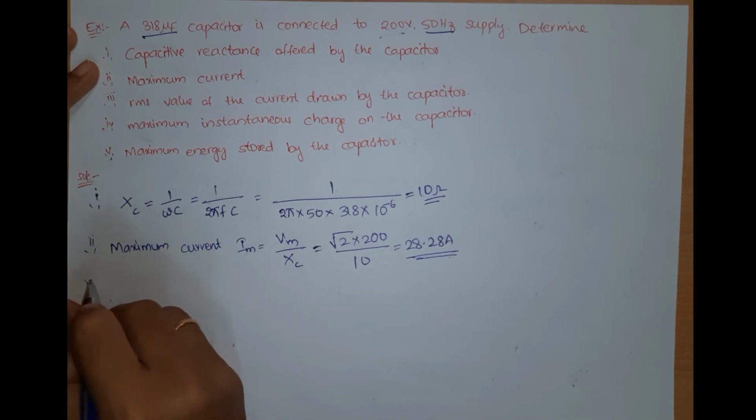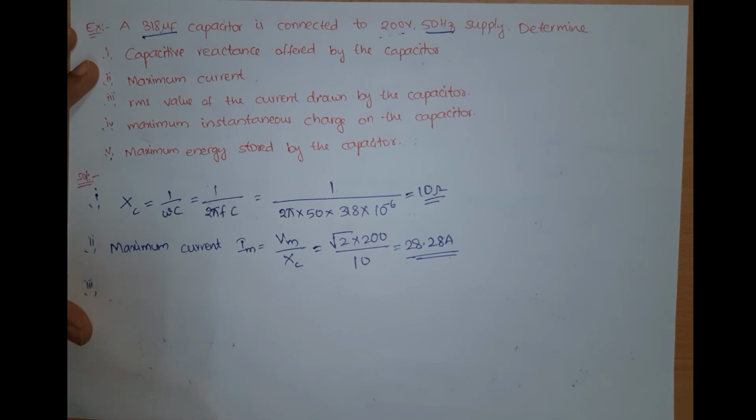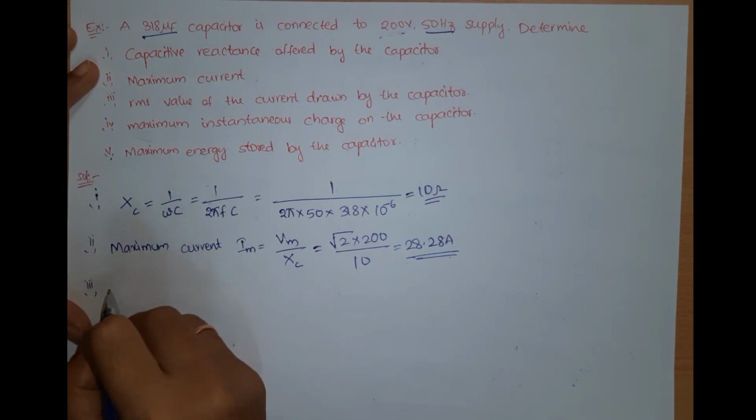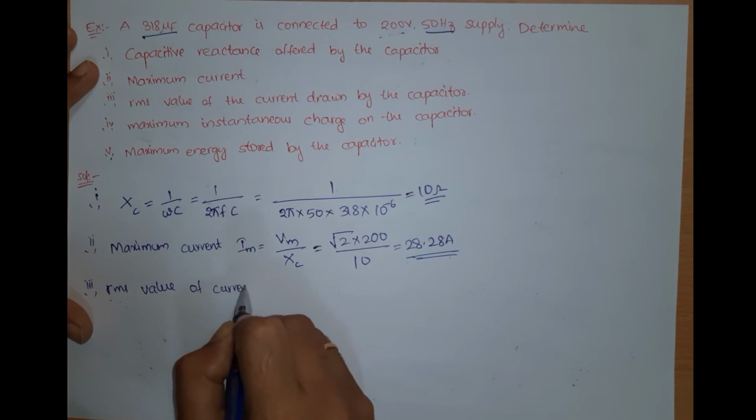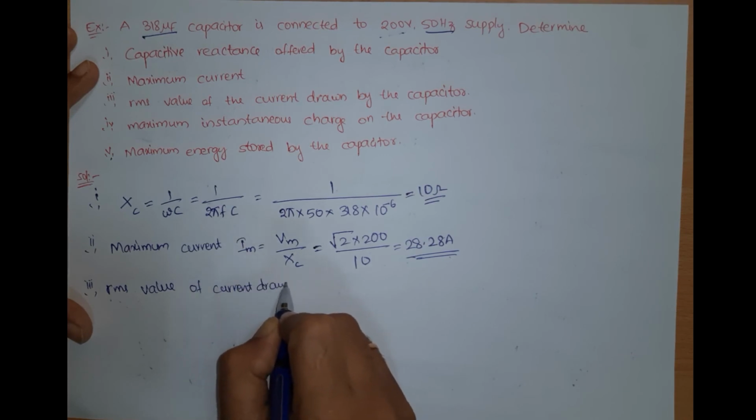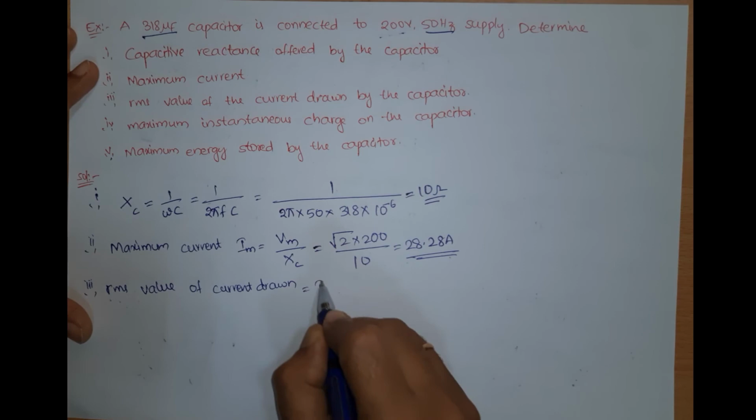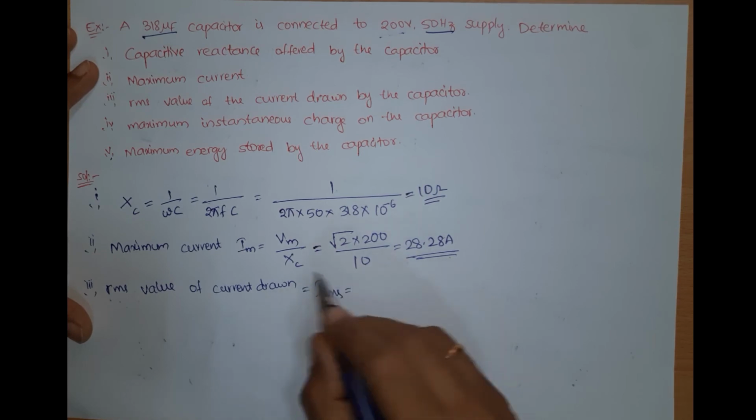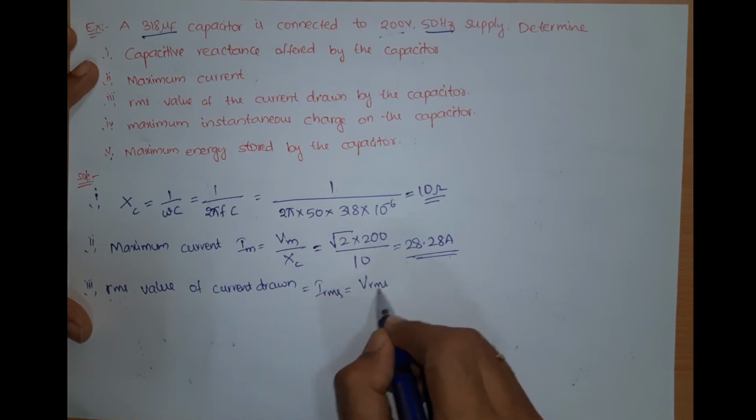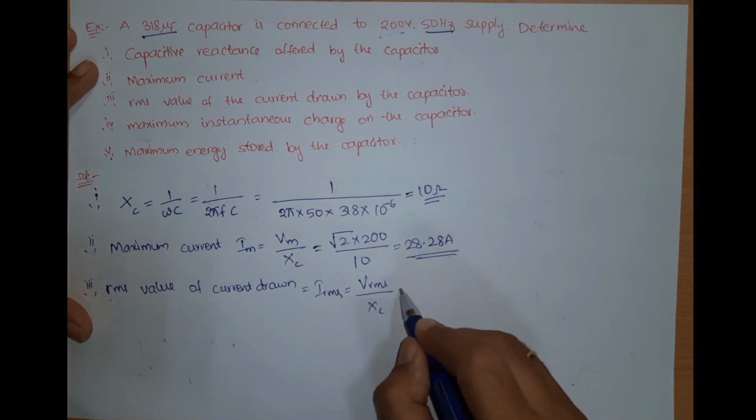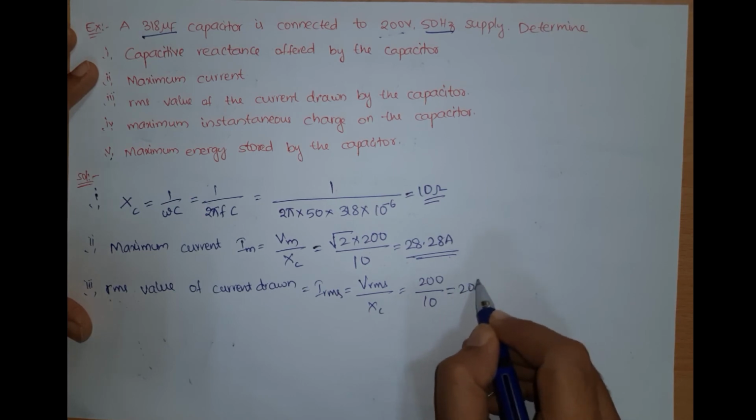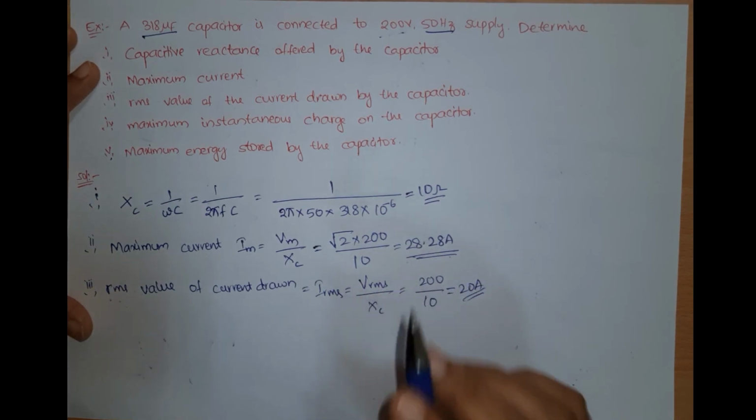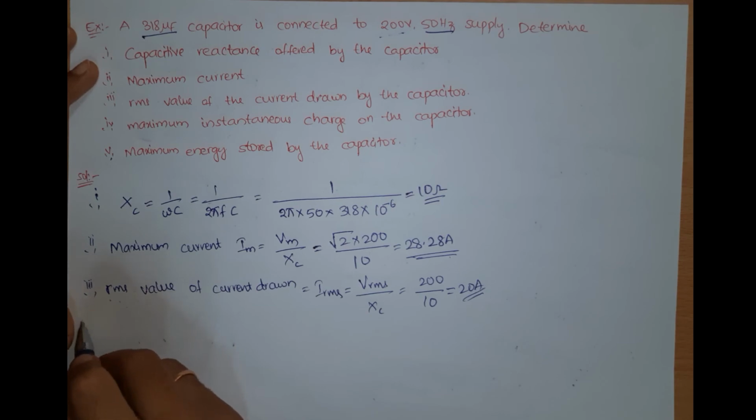Next, coming to the third question, that is the RMS value of the current drawn. This will be I RMS equals the same as this one, V RMS by Xc. That is 200 by 10, which will be 20 amperes. As the V RMS value is directly given, it becomes easy for us.